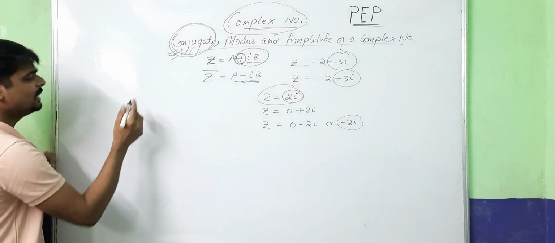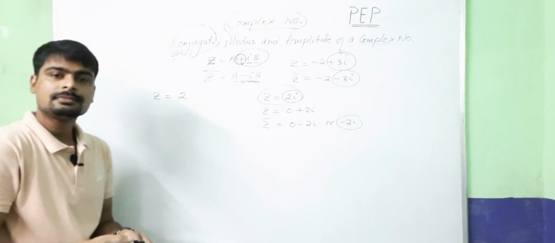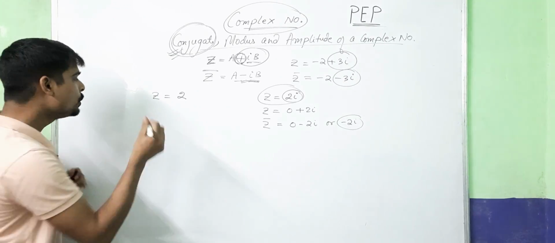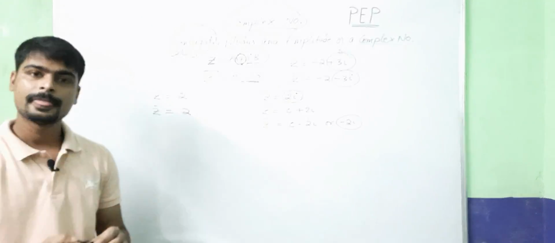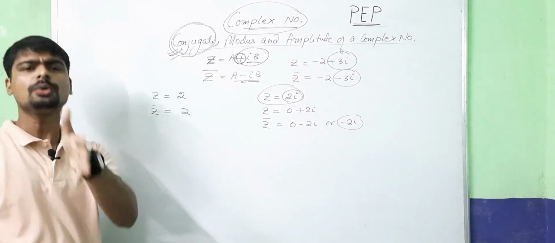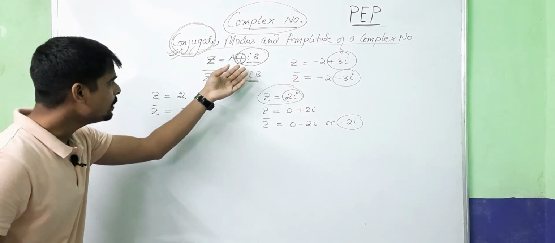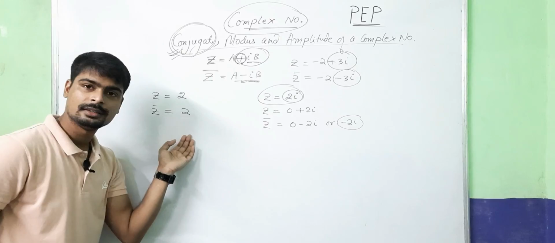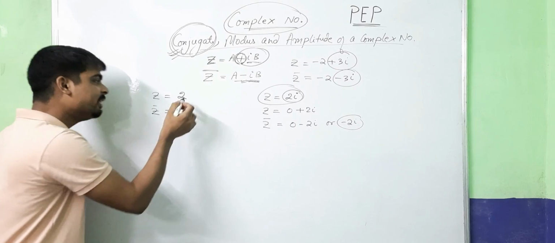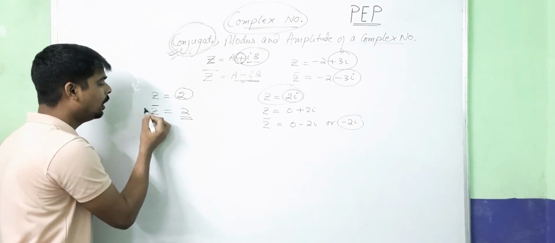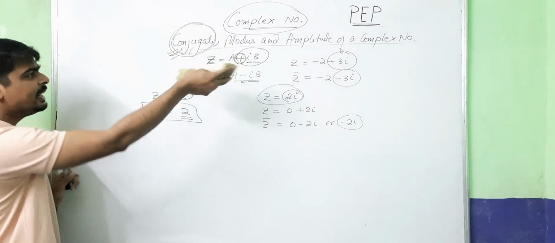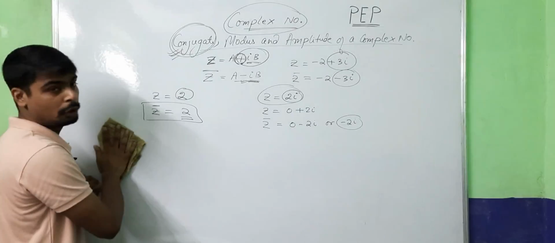But if I give you another example, z is equal to 2, then what is the conjugate? The conjugate will be 2 itself. Why, sir? Since there is no imaginary part in this question, there is no question of changing the sign. When you have the imaginary part, only then will you change the sign. Whatever real part is mentioned, that will be your conjugate. Understood? This was conjugate. Now let's see modulus.